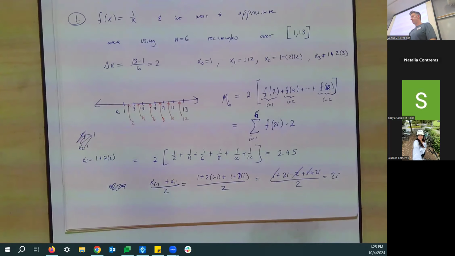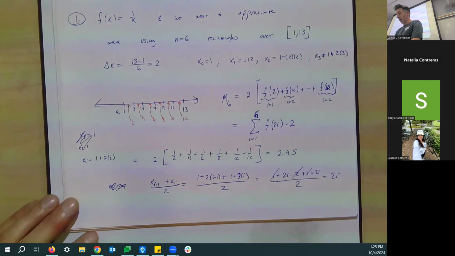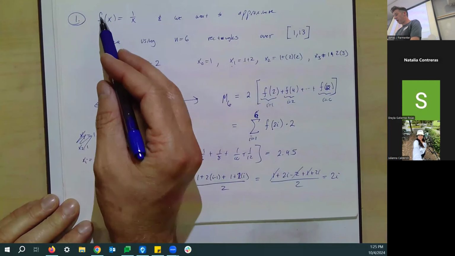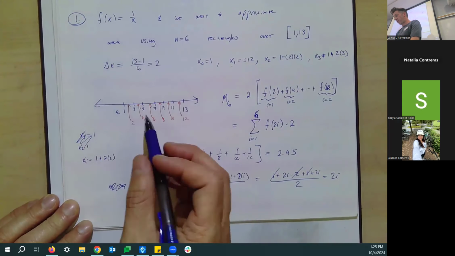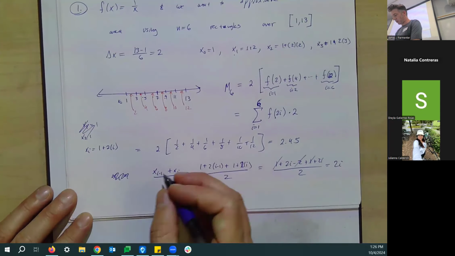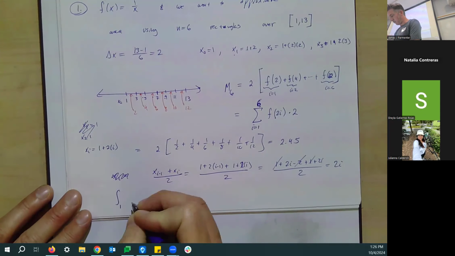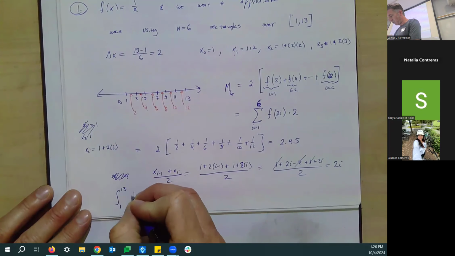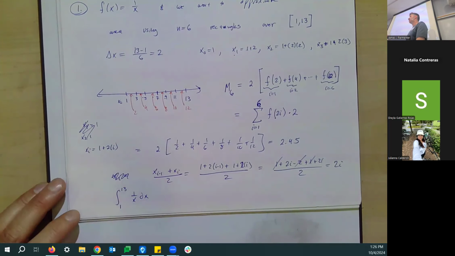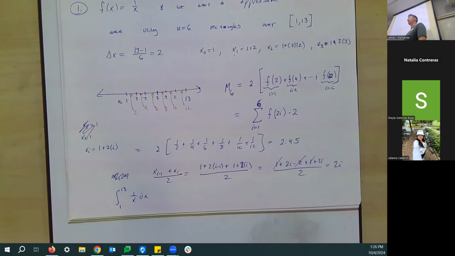Oh yeah, and so then what I wanted to point out here is that I wanted to compare this to the actual value. So I'm going to start talking about integration, even though we haven't really gotten there. The way you can calculate the value under f of x equal to 1 over x from 1 to 13 would be to calculate the definite integral from 1 to 13 of 1 over x. And I'm going to start abusing the fundamental theorem of calculus, even though we haven't talked about it yet, just to show you that these are decent approximations.